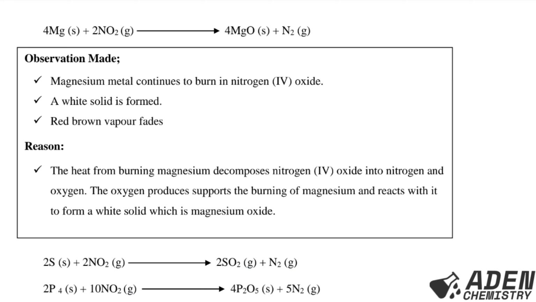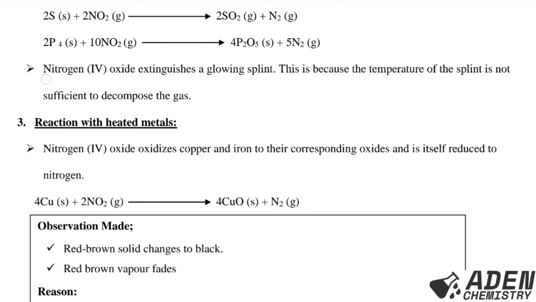So next, if we are dealing with phosphorus, we are going to have 2 moles of phosphorus, which is solid, reacting with 10 moles of nitrogen peroxide gas. What we are going to get is 4 moles of phosphorus 5 oxide and also 5 moles of nitrogen gas. So next we are saying nitrogen peroxide extinguishes a glowing splint. The reason is that the temperature of the splint is not sufficient to decompose the nitrogen peroxide.